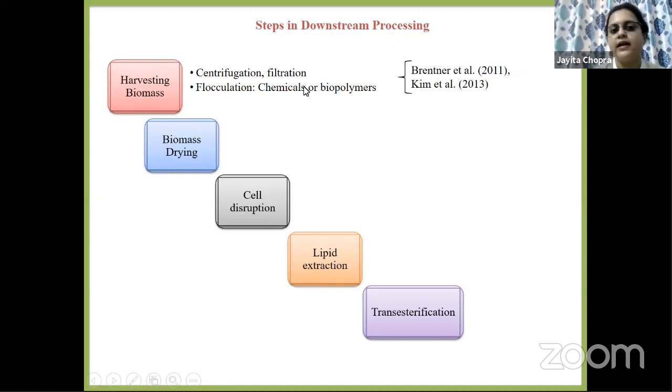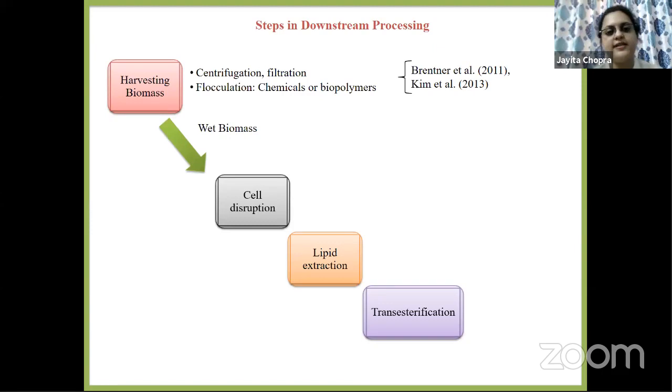Both these methods are energy intensive, and we are not sure whether they can be employed in large scale applications. So we used flocculants like chemicals or biopolymers. For my work, I have used chitosan, which is a cationic biopolymer, and it resulted in around 80 to 90% cell separation. The next step is biomass drying, and we use either a hot air oven or solar drying. Again, a hot air oven is an energy consuming process, and solar drying is a time consuming process. So what we did is bypass this step altogether. If we use the wet biomass directly for cell disruption, we can save a considerable amount of time and energy.